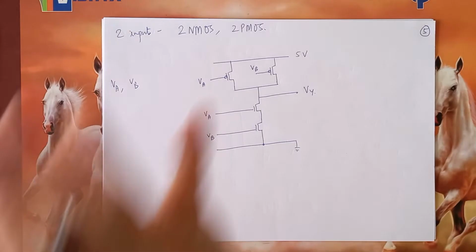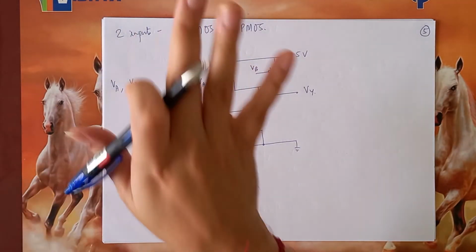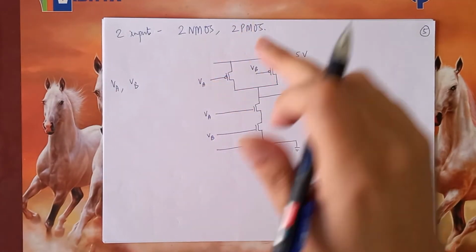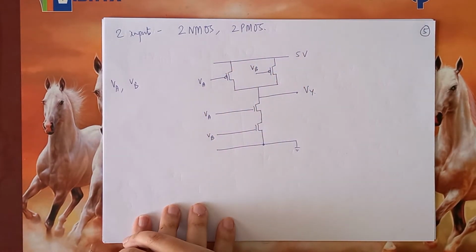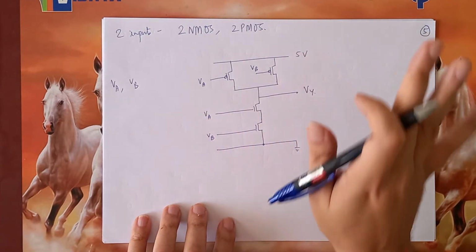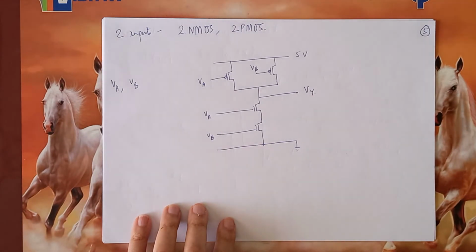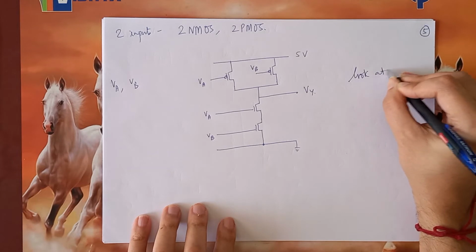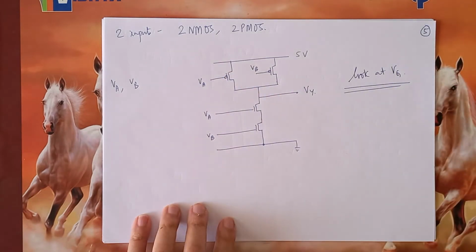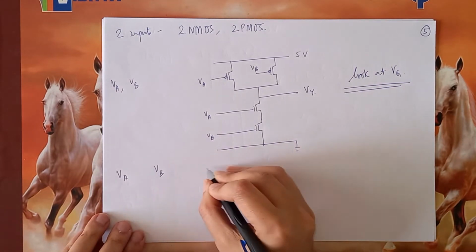Now how would this work? Let us simplify our analysis. Let us not trouble ourselves with the knowledge of VTH. Whenever we analyze this kind of circuit, let us only look at the gate voltages. Because now we know that for an NMOS, if the gate voltage is high, it will be on, and for a PMOS, if the gate voltage is low, it will be on. So let us again write a truth table.